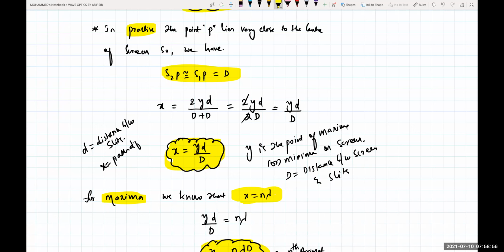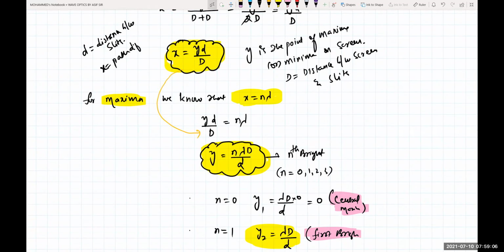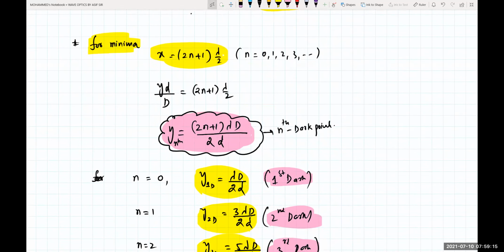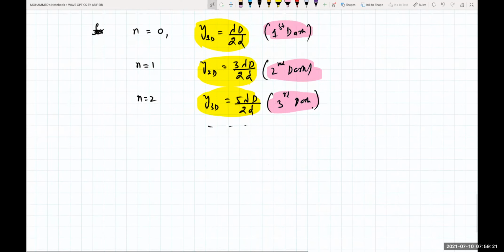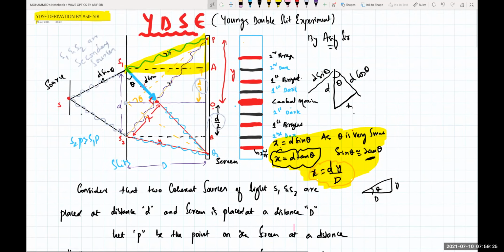So the x value I'm substituting here and simplifying. x is equal to Y into d by capital D. Simplifying it, we get the nth bright formula as Y is equal to n into lambda capital D divided by small d. In the same way, the nth dark point is at a distance of 2n plus 1 into lambda into capital D divided by 2d. So you can write the notes from this condition for the first dark, second dark. Is this derivation clear for everyone?